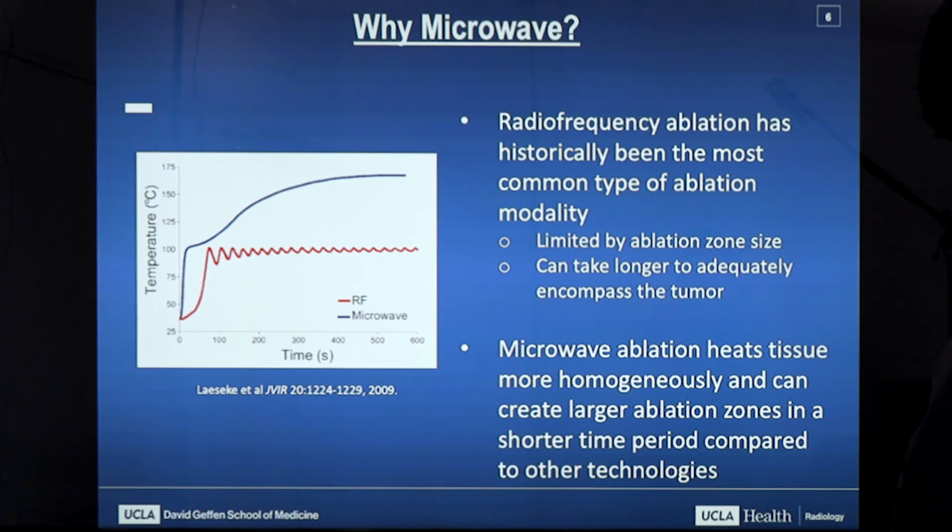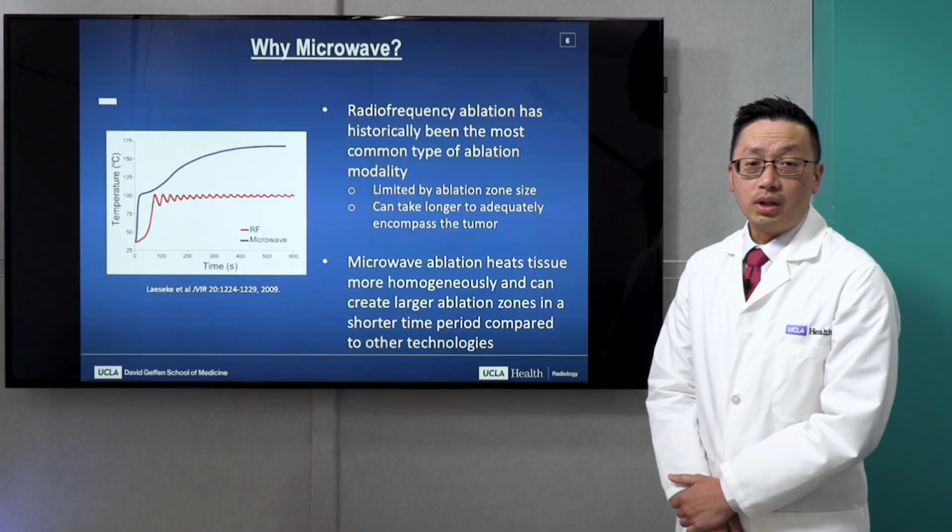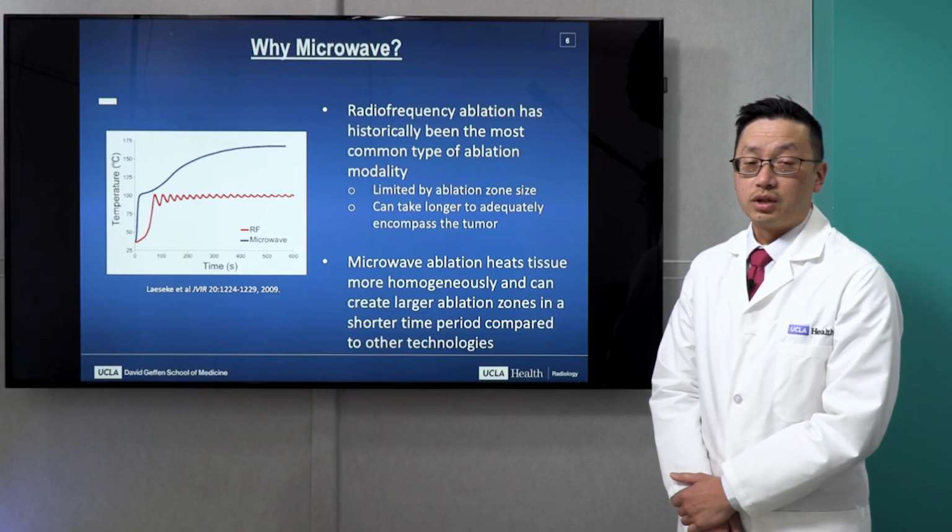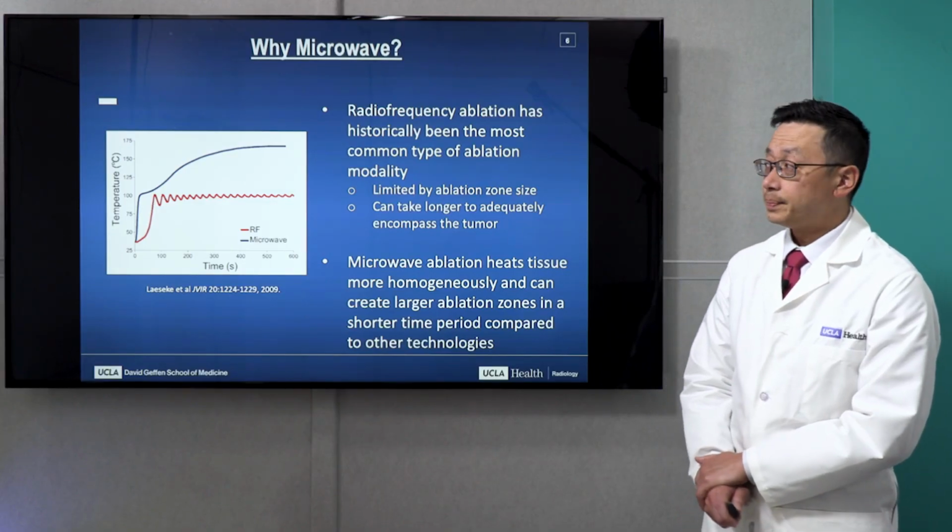time. For that reason, microwave ablation can heat tissue more homogeneously and at a faster rate compared to radiofrequency. And we can also create larger ablation zones compared to radiofrequency ablation. That's the reason why we use microwave ablation more commonly at UCLA.